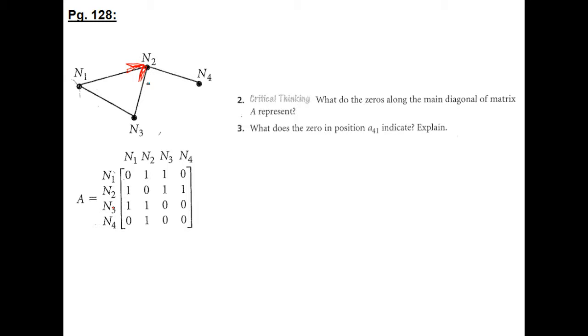Okay, what do the zeros in position 4, 1 indicate? Go for it, Jaden. Can't travel between N1 and N4. Good. You can't travel between N1 and N4. So 4, 1 is right there. I have no idea what I just did there, but it's right there. Okay? So you can't travel between node 4 and node 1. All right.